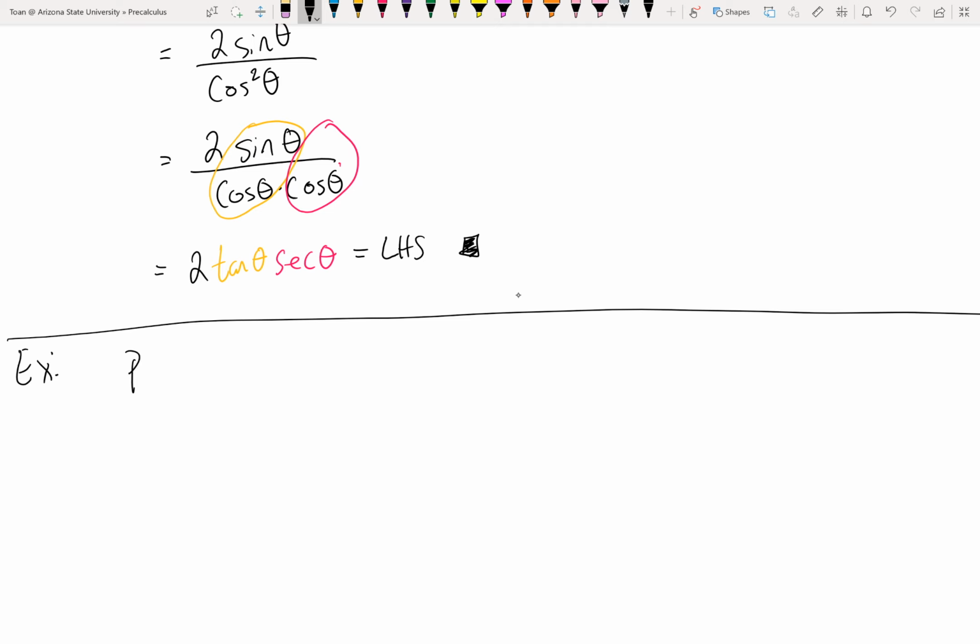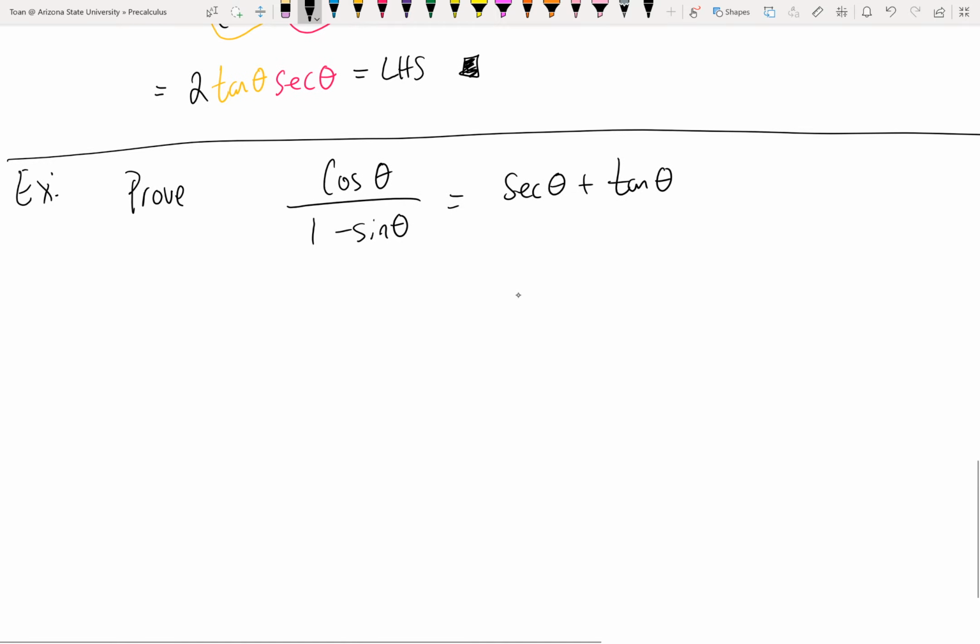So suppose I ask you to prove cosine of theta over 1 minus sine theta equaling secant of theta plus tangent of theta. Typically, most people would start on the left-hand side because they think fractions are more complicated, so we'll start with the left-hand side.